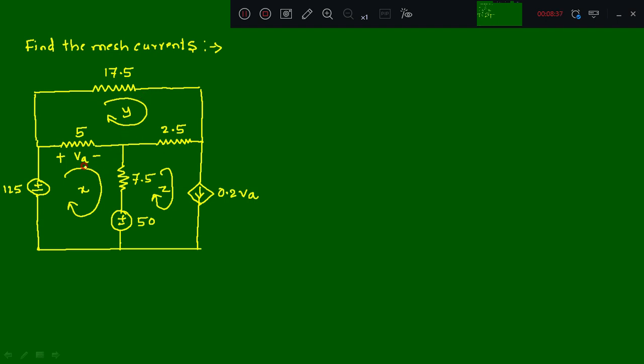Okay, we have identified the number of loops and we have denoted them also. The next step is what? Sign conventions. Right. With respect to x, I'll write here plus, here it is minus, here plus, minus. With respect to y, here it is plus minus, plus minus, plus minus, and then with respect to z, here plus minus, plus minus.